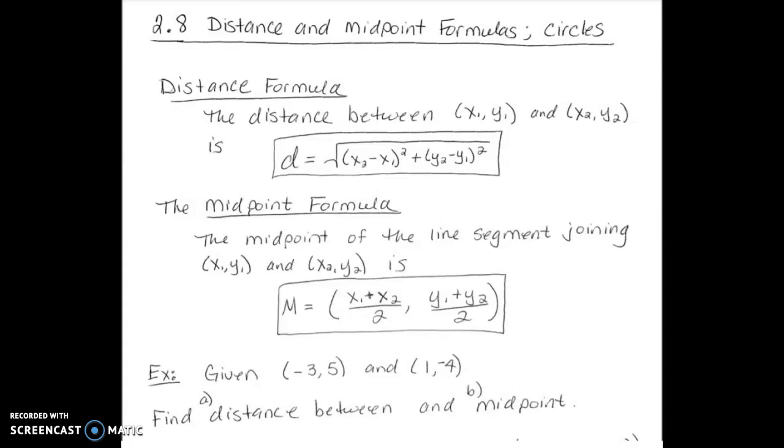The midpoint formula tells us that to find the midpoint of the line segment joining x1, y1 and x2, y2, the midpoint equals, this is an ordered pair, x1 plus x2 divided by 2 to get the x coordinate, and y1 plus y2 divided by 2 to get the y coordinate. So an easy way to remember this is that you average the x values to get your x, and you average the y values to get the y.